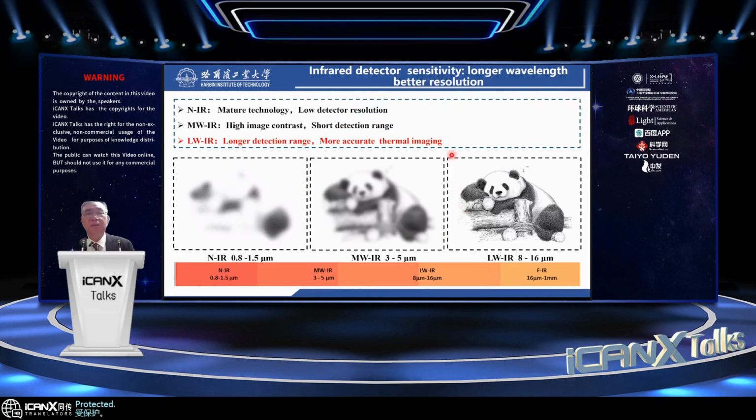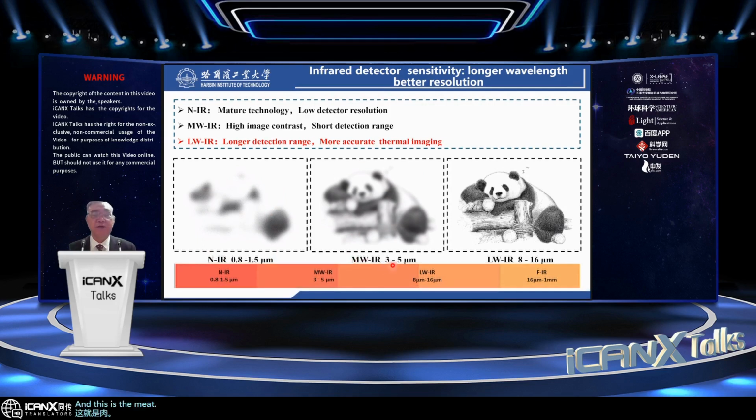Now, talking about infrared imaging, let's take a look at these three images. This image is near IR, and this is mid-wave IR. And finally, you have much better resolution at long-wave IR. That's why we need to increase the long wavelength IR, because it gives you much better resolution.